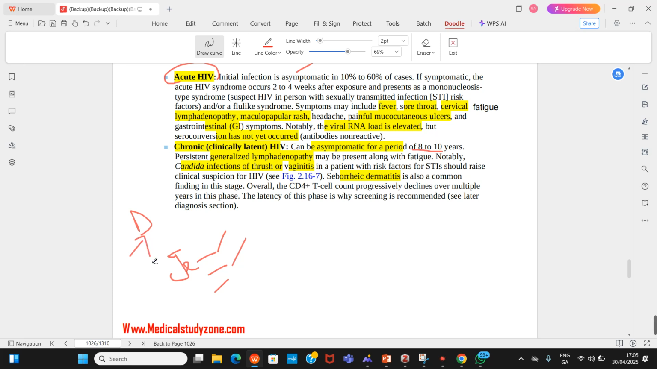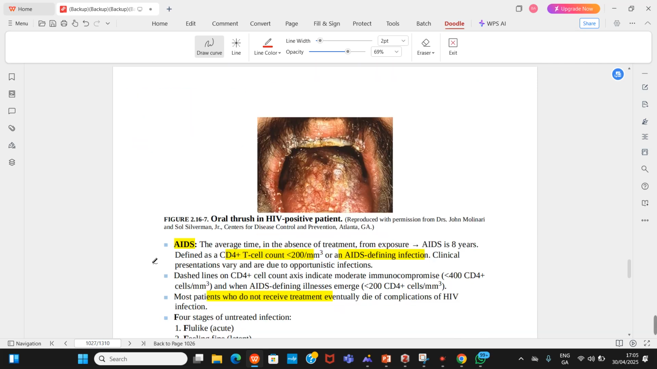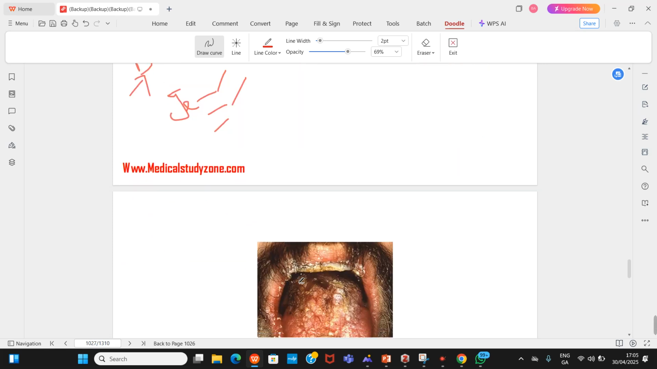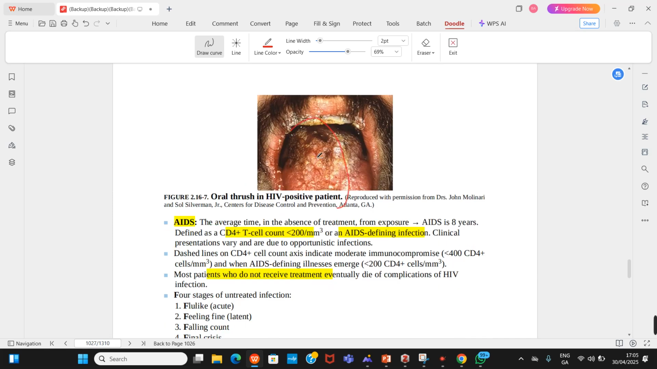Combined HIV test. That's what we are going to do. Because of the clinical latency, we need to screen. We have talked about that. So this is the oral thrush.